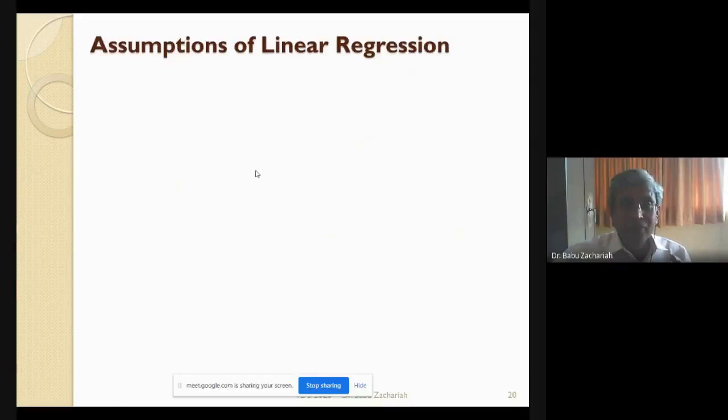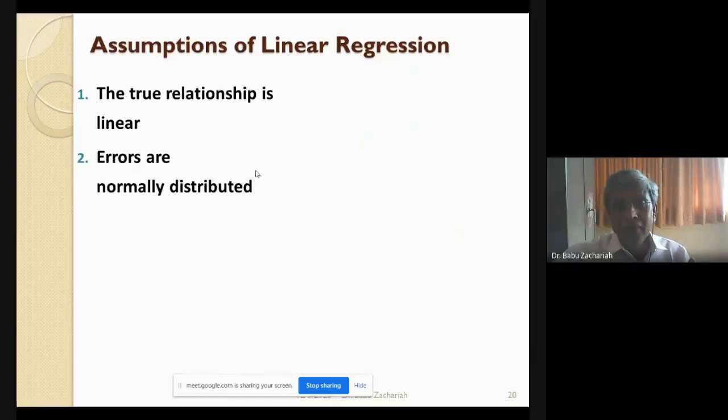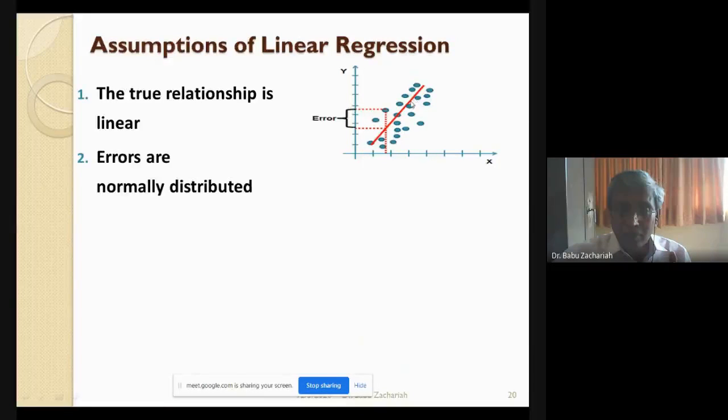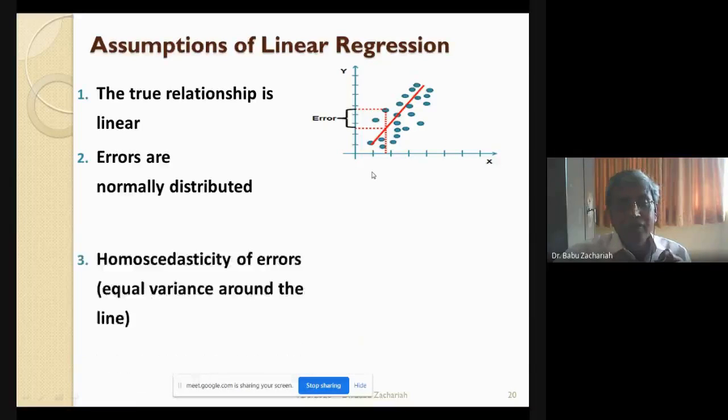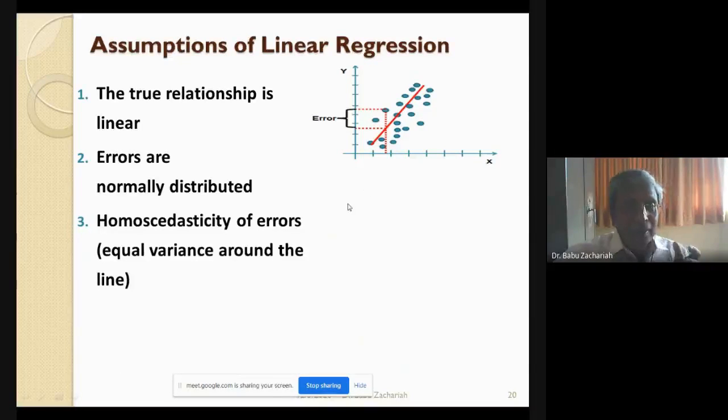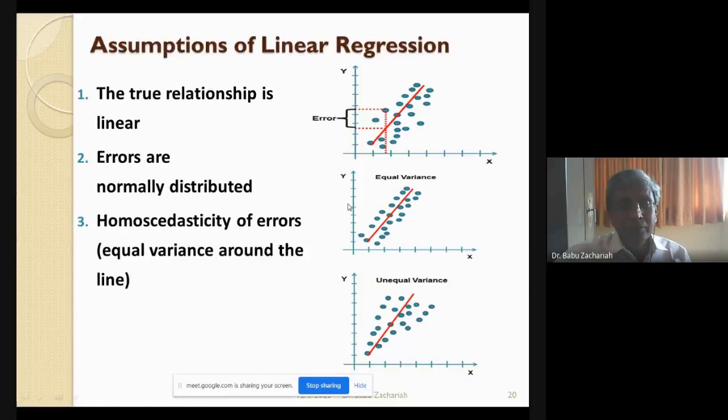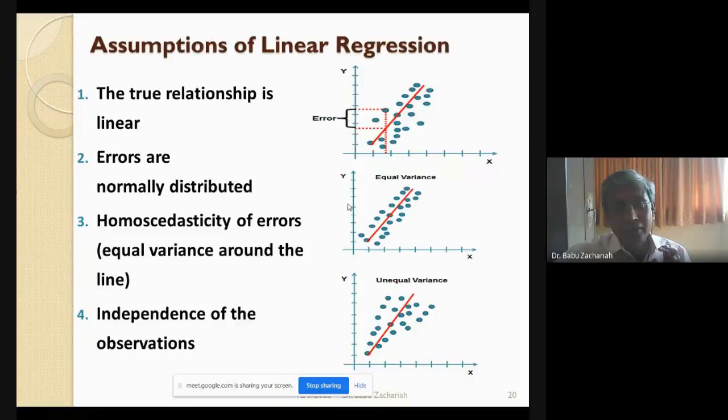And here also a set of assumptions: that the true relationship is linear and errors should be normally distributed. Error means from this line, the gap between that point and the line, that's the error. Calculate all the error values and check whether they are normally distributed. Again, homoscedasticity of errors, this I have explained earlier, and independence of observations, that is also assumed.